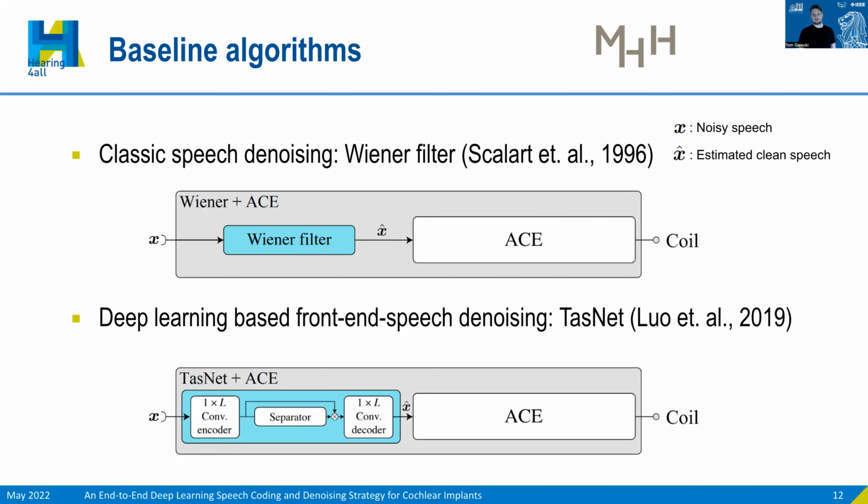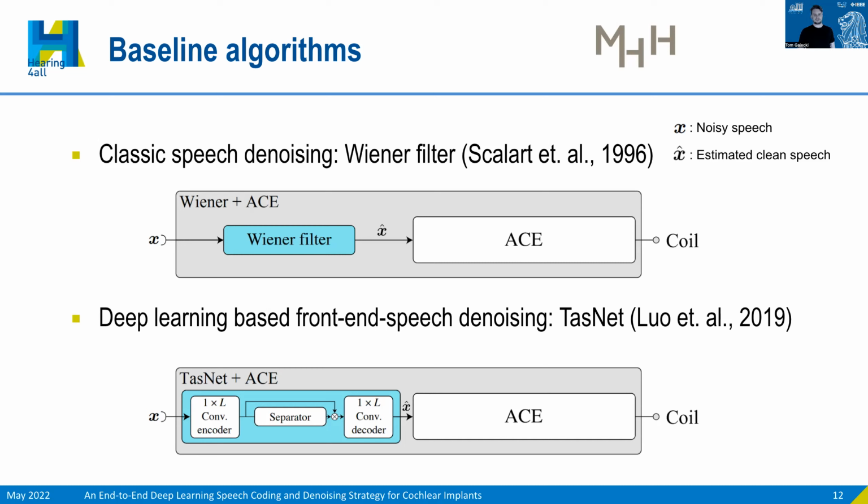So these are two of the baseline algorithms that we use in terms of speech enhancement. The first one is a classic Wiener filter, which estimates a mask to remove the background noise. We can see it in the first block diagram. In blue would be the pre-processing part, where the Wiener filter is applied to extract the target speech, and then it is sent to the ACE sound coding strategy.